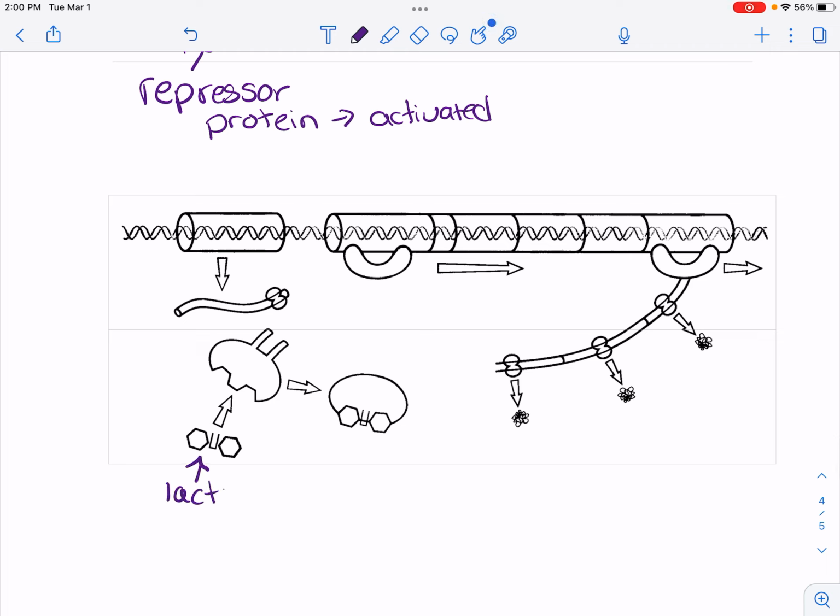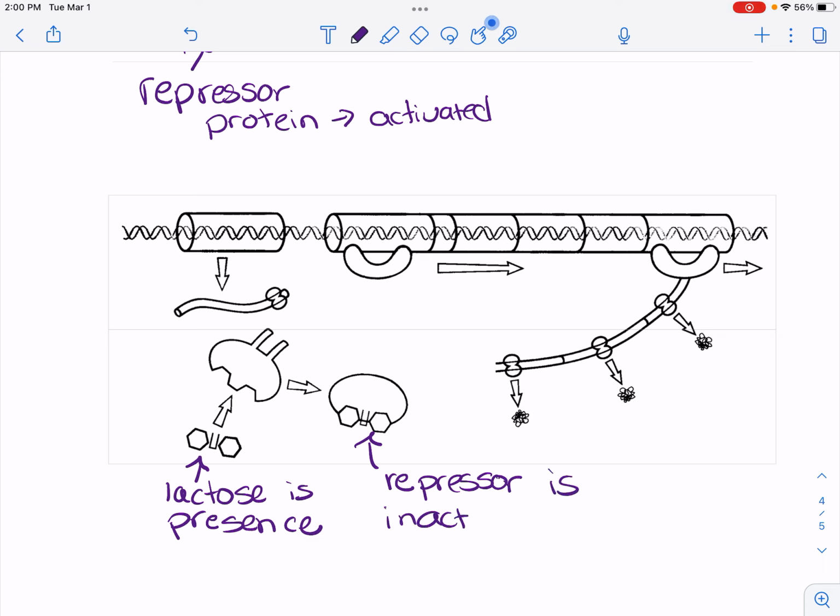So in this scenario, here's my lactose. My lactose is present, and there is also no glucose present. So then my repressor is inactive, so it doesn't bind to the operator. The RNA polymerase is allowed to do transcription, and then my ribosomes can attach right away and make some proteins, and I can break down all my lactose, and I have plenty of energy in my cell.